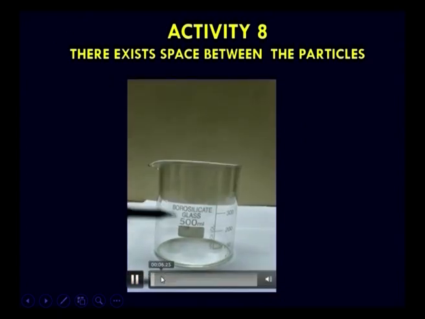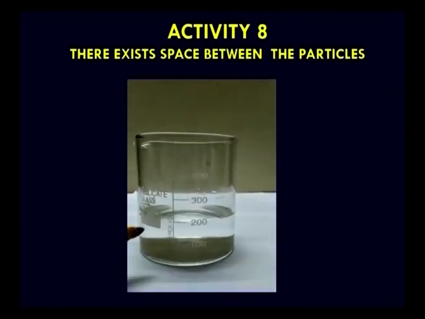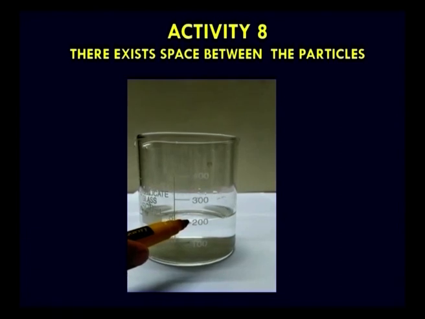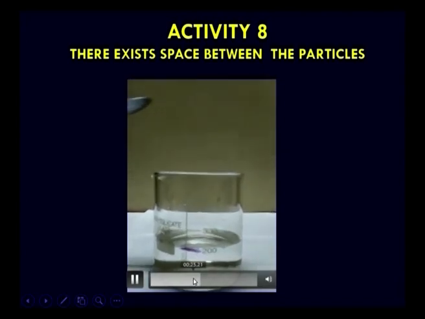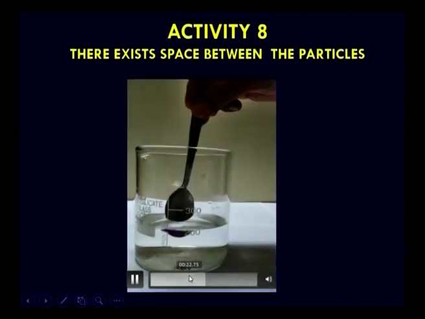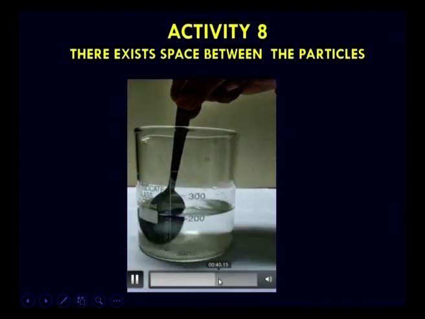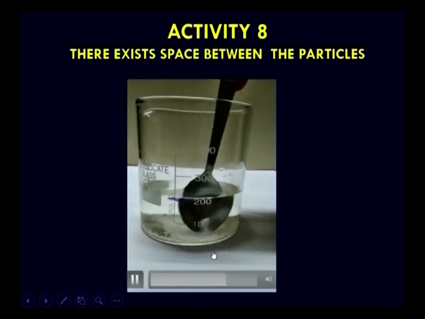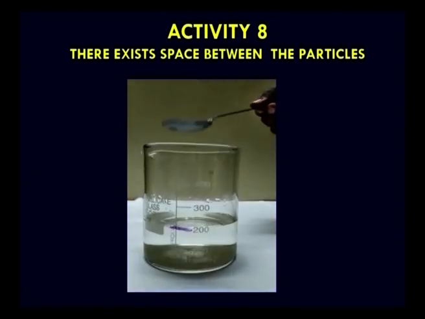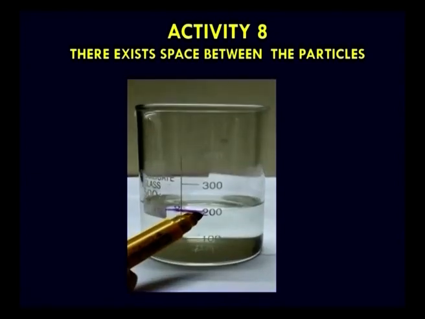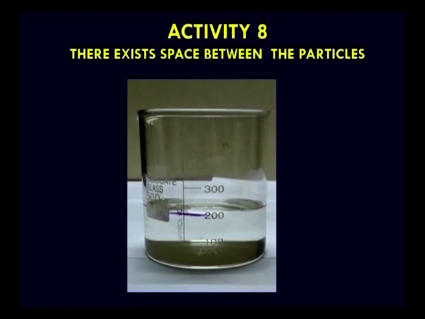Take a glass beaker. Add 200 ml of water into the beaker. Mark the level of the water in the beaker. Add sugar crystals with the help of a spoon to the beaker containing water. Stir with the spoon and observe the changes. All the sugar crystals are completely dissolved in water. Now observe the level of the water in the beaker.